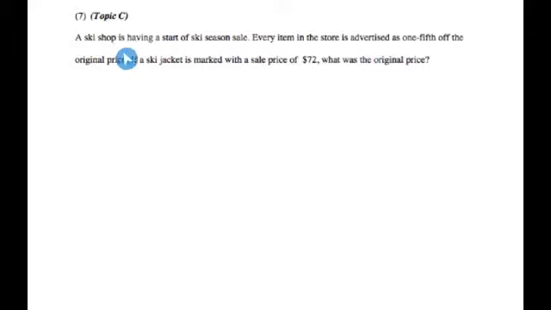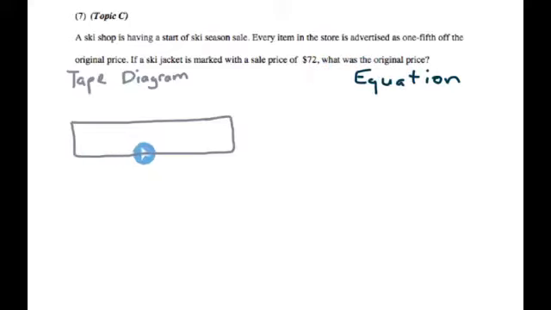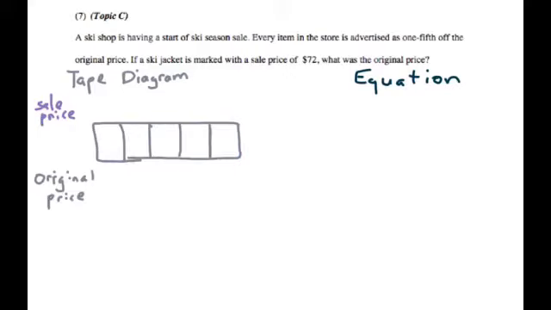7. A ski shop is having a start of ski season sale. Every item in the store is advertised as 1/5 off the original price. If a ski jacket is marked with a sale price of $72, what was the original price? So in class we approached this type of problem using a tape diagram, or if you choose an equation. So into how many parts are we going to divide our tape diagram? So here we've divided our tape diagram into 5 sections, and it says 1/5 off.